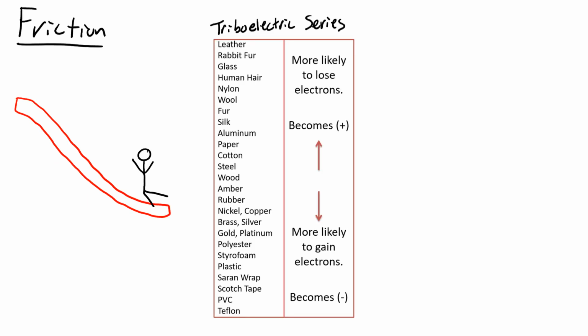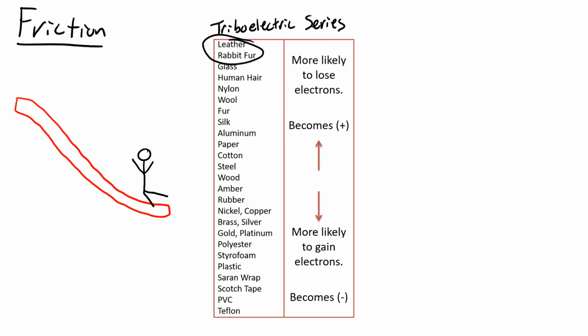By using something called the Triboelectric Series, you could determine where the electrons are going. Are the electrons being ripped from the plastic slide to your cotton clothes, or are they being ripped from the cotton clothes to the plastic slide? The way you use this is it's a list of materials, and the higher up it is, in this case, the more likely they are to lose electrons and become positive.